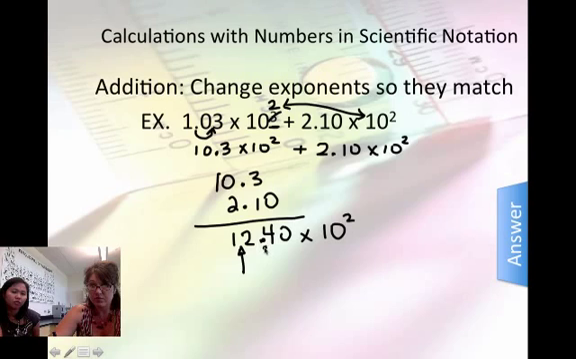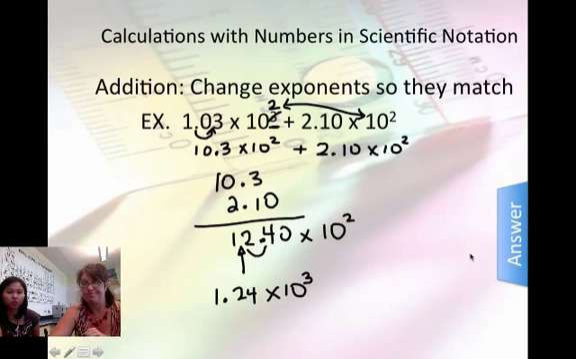Okay, so I'm going to move to the left. What does that do to my exponent? It will make your exponent bigger. Left makes larger. Yes. So that becomes 3. Right. Okay. So the final answer is 1.24 times 10 to the power of 3.